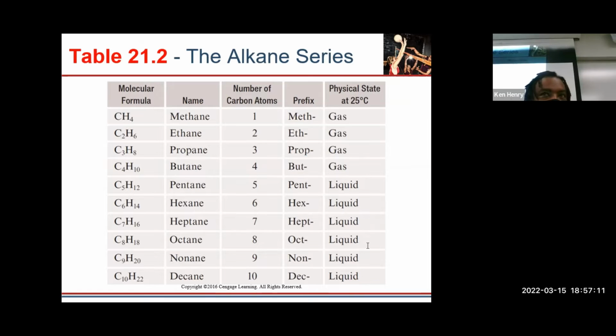And we know that cows farting is methane. We also know that that's a gas. Okay, so let's go back to those side chains.